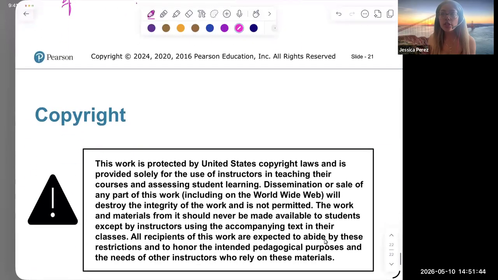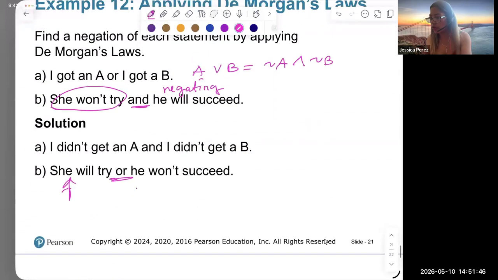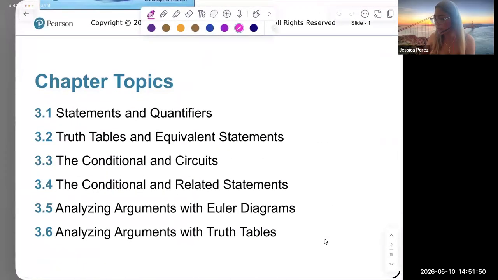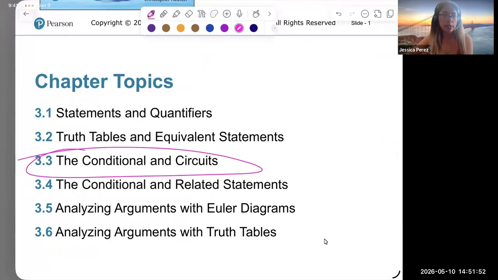And with that, we finish section 3.2. Thank you so much. Let's go on to 3.3. 3.3 talks about conditional and circuits.